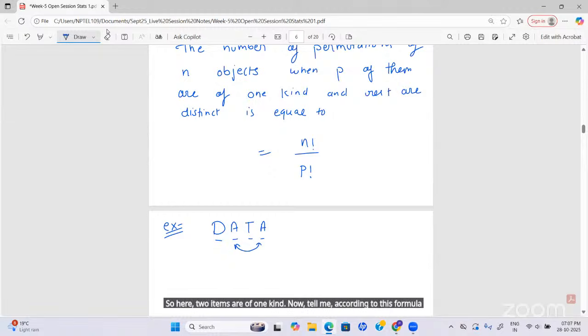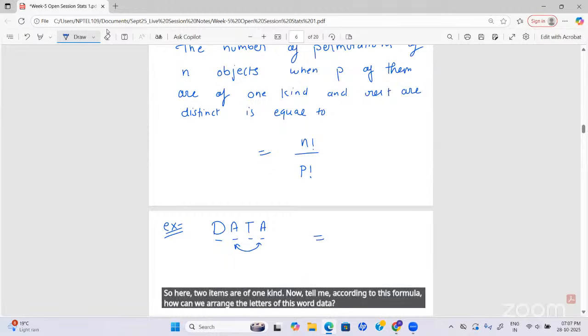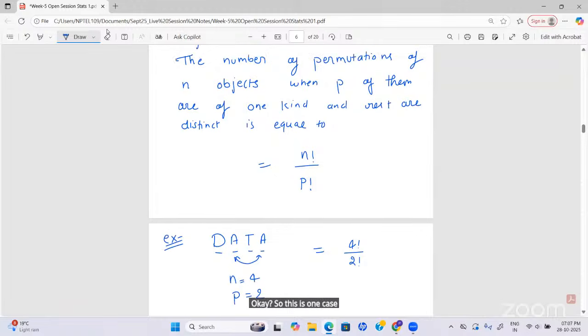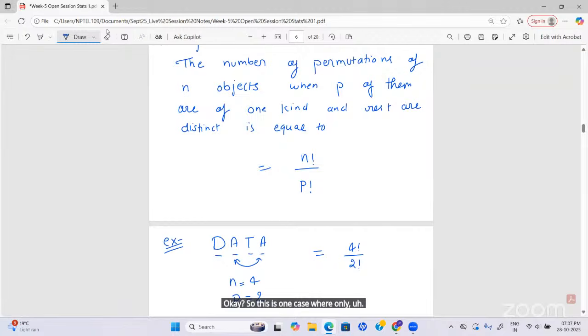Now tell me, according to this formula, how can we arrange the letters of the word DATA? The value of n will be what? 4. And the value of p will be 2. So the answer will be 4 factorial divided by 2 factorial. This is one case where only these 2 letters are the same. Sorry, ma'am, is repetition allowed here in this example?